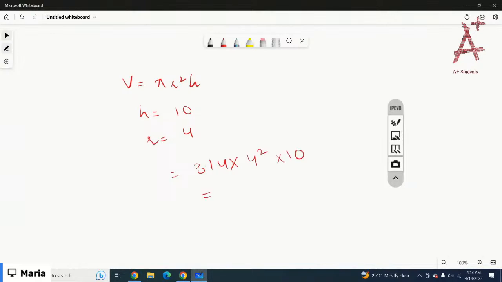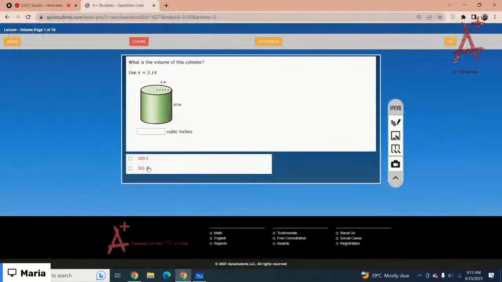Got it? It would be easy if you know the formulas. Yes, 4 times 4 is 16, 16 times 10 is 160. Just multiply by 3.14, it would be 502.4. Got it? So the correct option is 502.4.